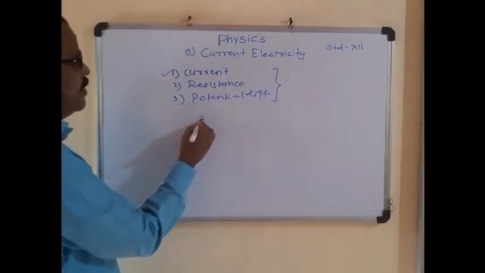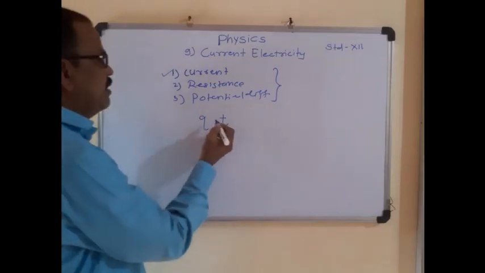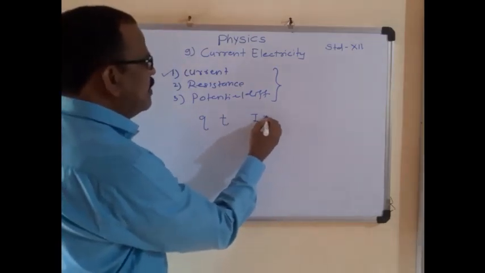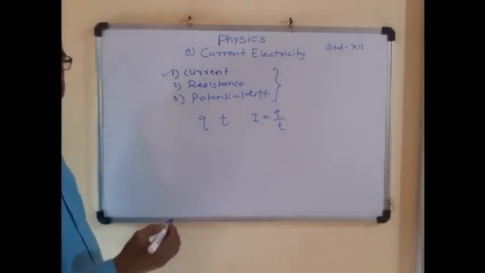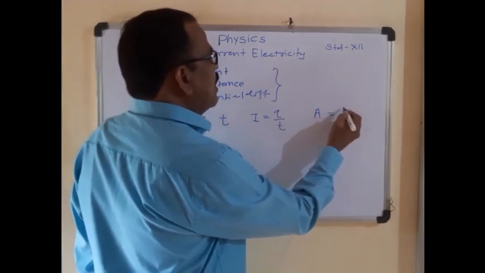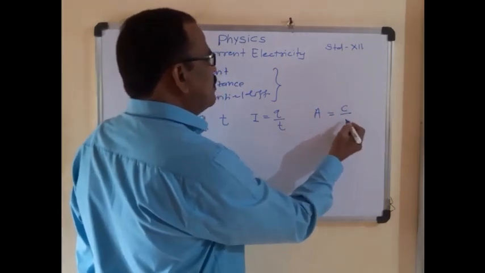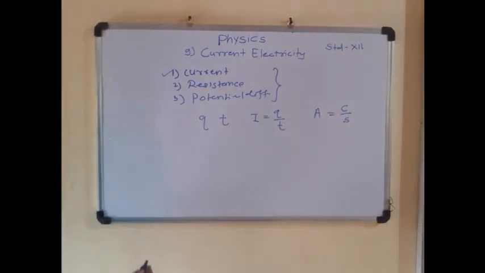What is meant by current? Suppose that Q is the charge, and in time T, the current flowing through the conductor is given by Q by T. That is, the rate of flow of charge is called the current. Unit of current is ampere, unit of charge is coulomb, and unit of time is second. Coulomb per second is called the ampere.